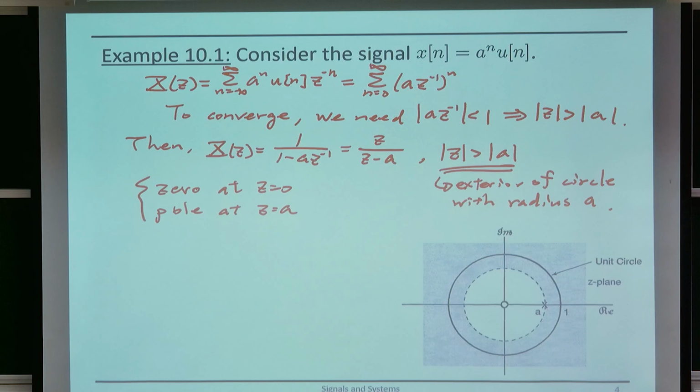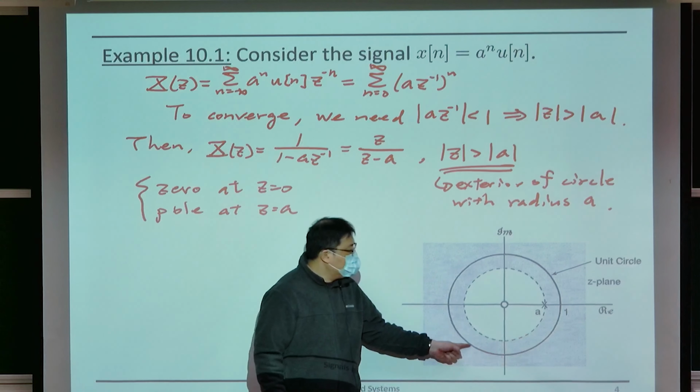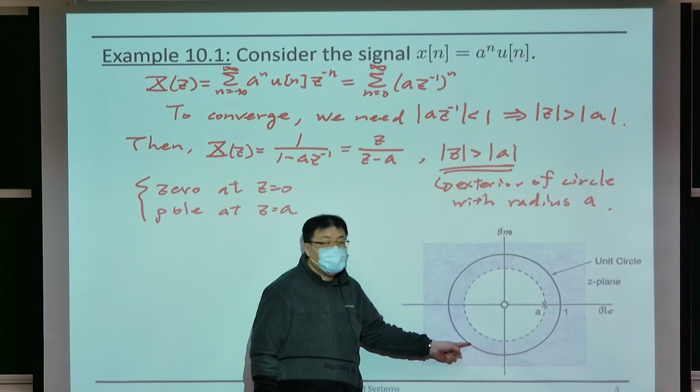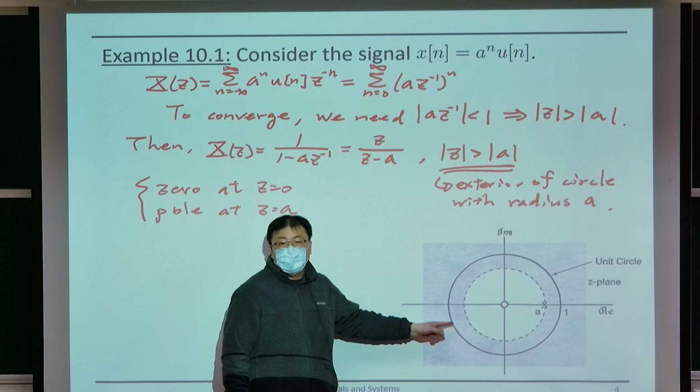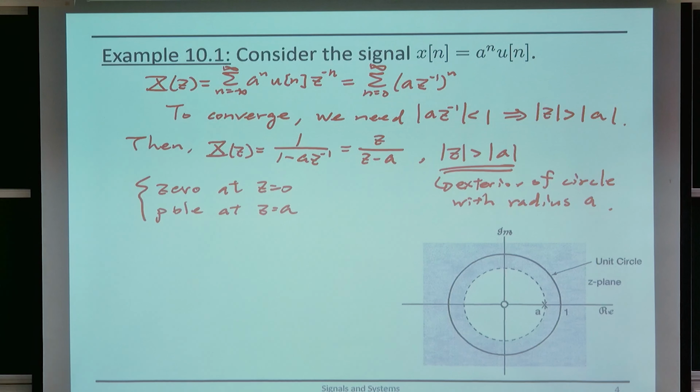And because this region of convergence includes the unit circle, which corresponds to the discrete time Fourier transform, by observing this region of convergence, you can observe that the Fourier transform exists in this case.